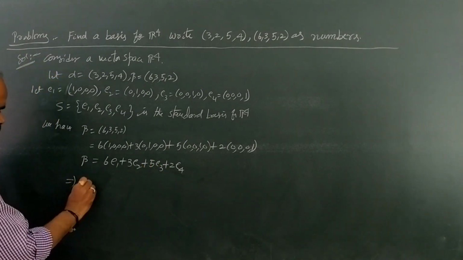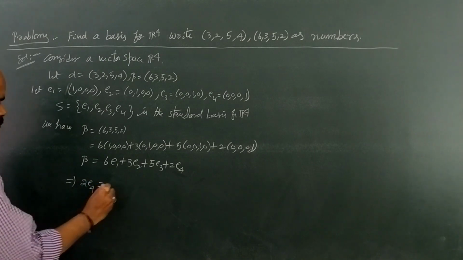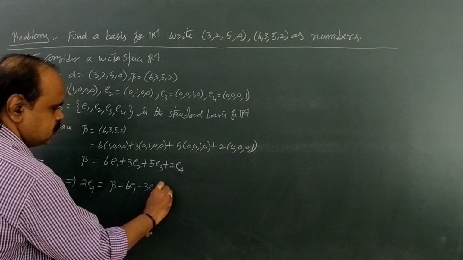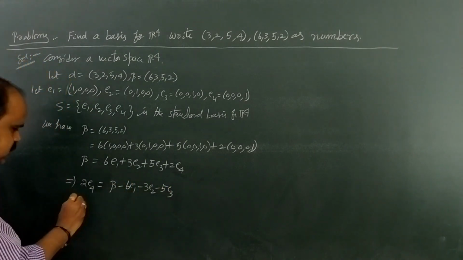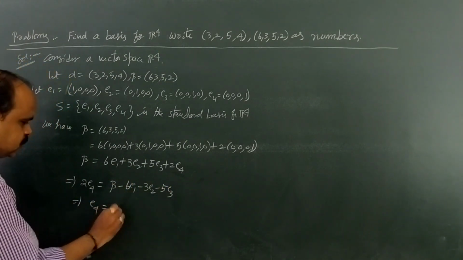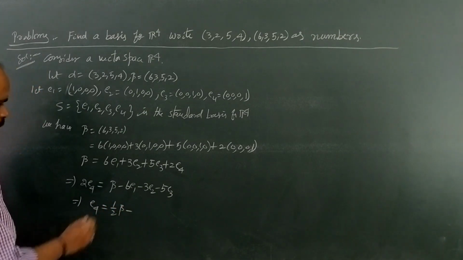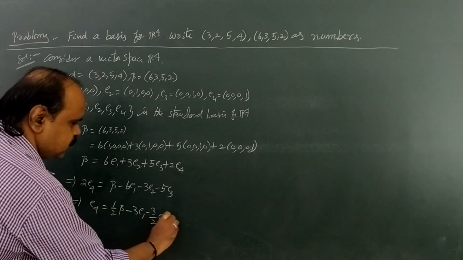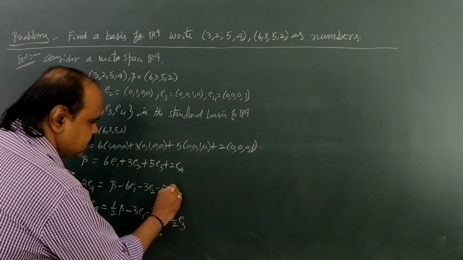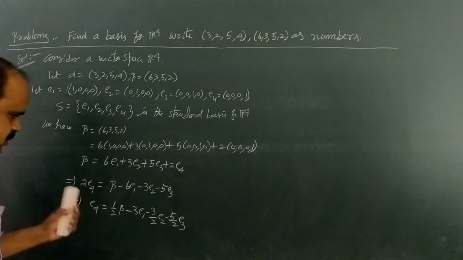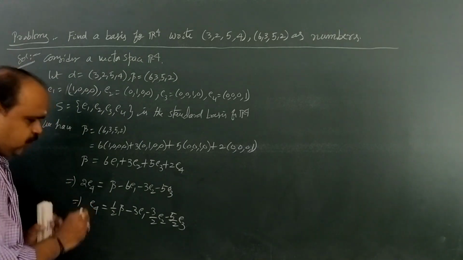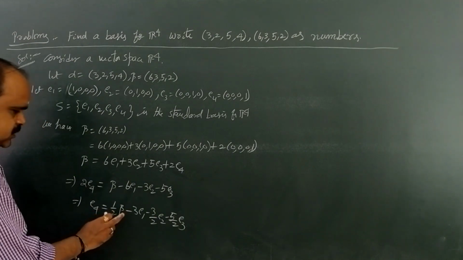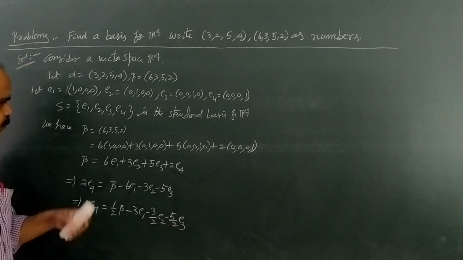So 2E4 equal to beta minus 6E1 minus 3E2 minus 5E3. That implies E4 equal to 1 by 2 into beta minus 6 by 2, that is 3E1, minus 3 by 2 E2 minus 5 by 2 into E3. This is E4. So here E4 is a linear combination of beta, E1, E2 and E3.